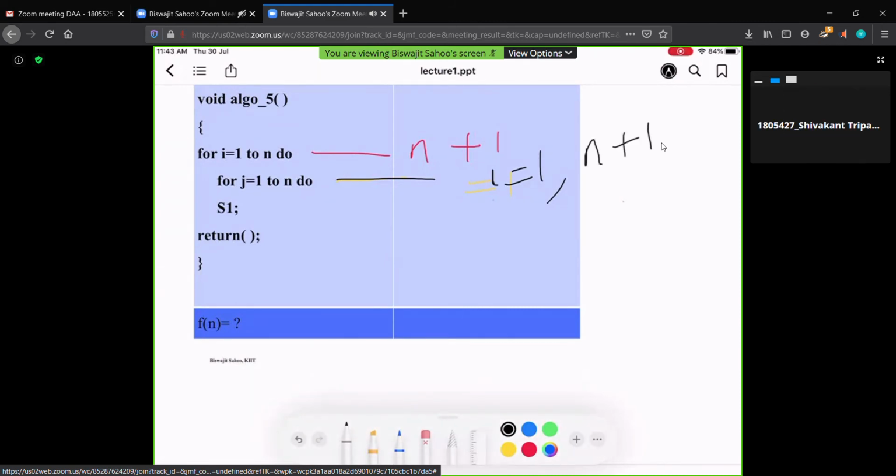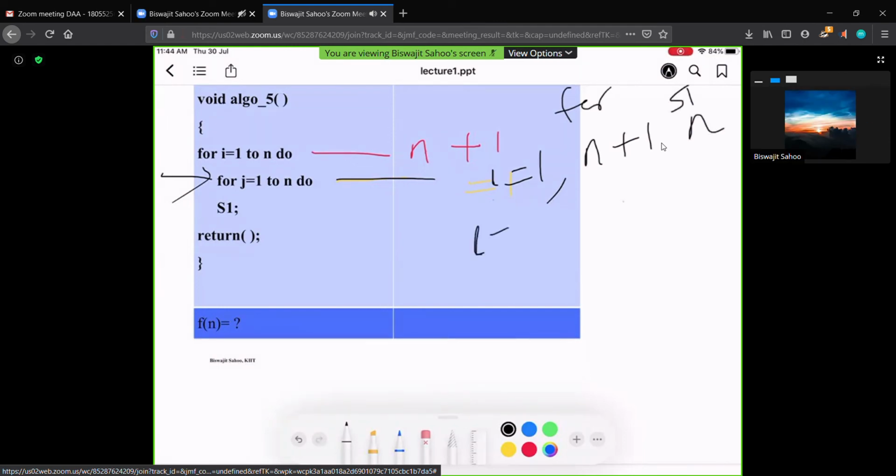See the way I am finding it out. When i is equal to 1, we enter the inner loop. This for statement will be executed n plus 1 times. All have understood this. So when this for loop gets executed n plus 1 times, how many times does the statement S1 get executed? N times. I'm doing it sequentially.